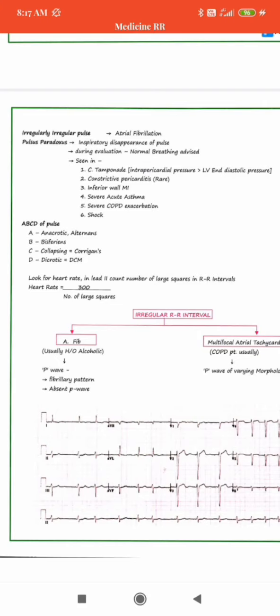Now the management protocol of atrial fibrillation is remembered by RACE, which is rate control, anticoagulation, chemical cardioversion, and if the chemical cardioversion fails, we go for electrical cardioversion.